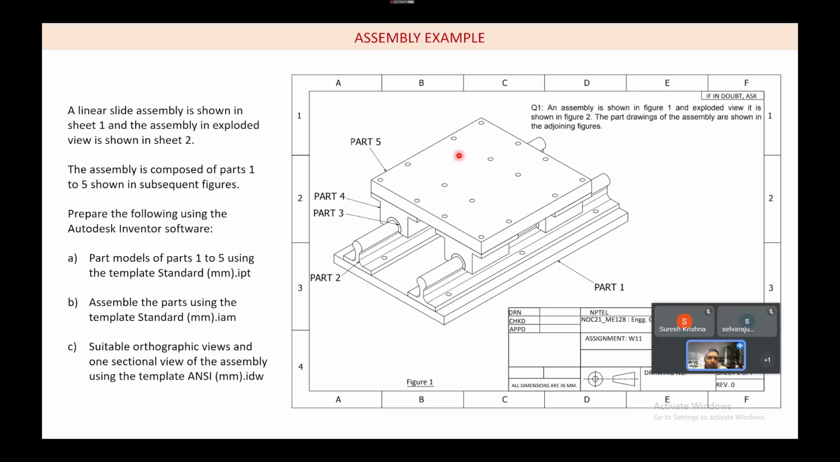So today's session, we will be doing the following task. First we will create the part models of parts 1 to 5 using the standard template of the part module. Then we will assemble the parts together using the standard template. So this is the new assembly module, and further we will also generate some orthographic views and some sectional views of the assembly using the drawing module.